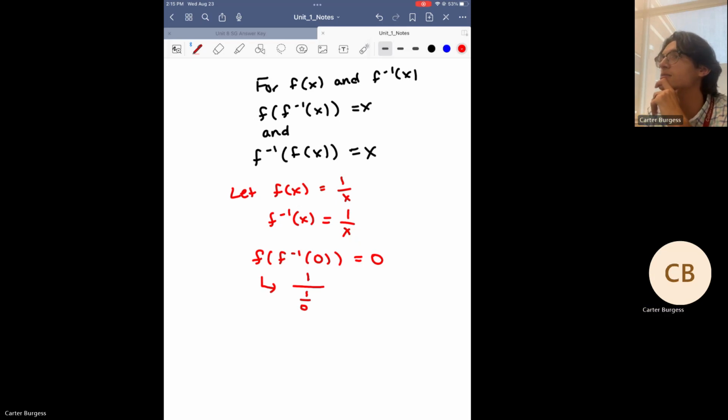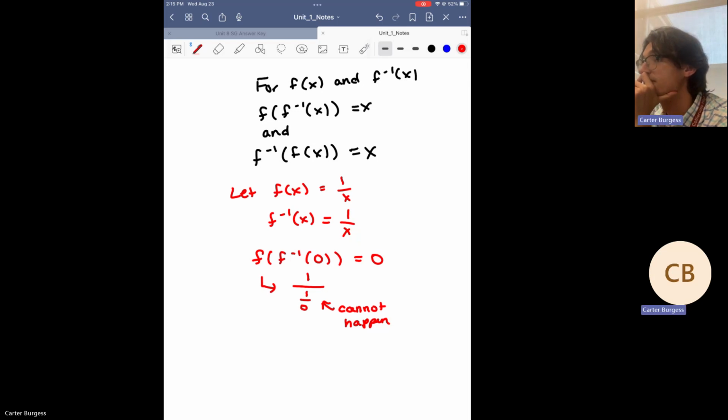What has gone wrong? What am I doing that breaks math? Dividing by 0. I have a point in my equation where I am dividing by 0. This cannot happen. And so I hit this issue where I'd like my functions to cancel, but because 0 is not even able to be plugged into x, this just does not exist. There is no solution here. It just doesn't break through.